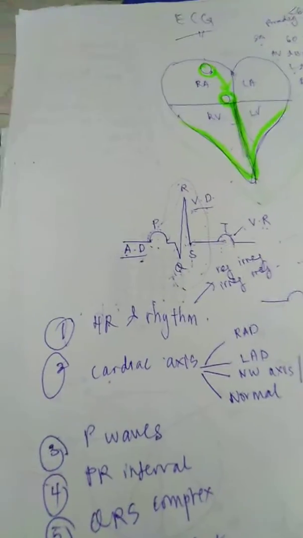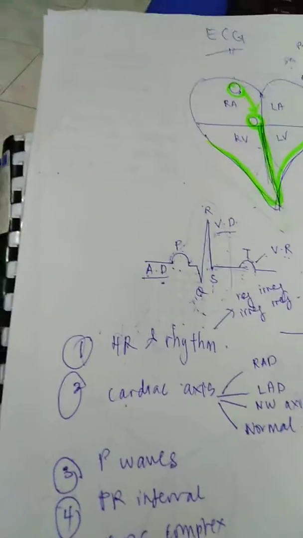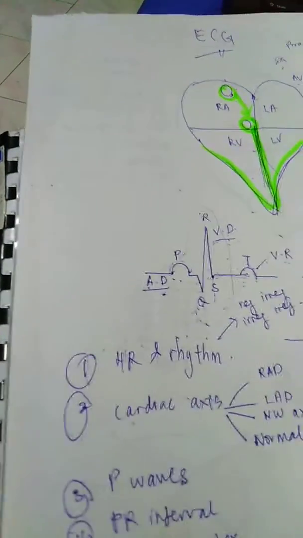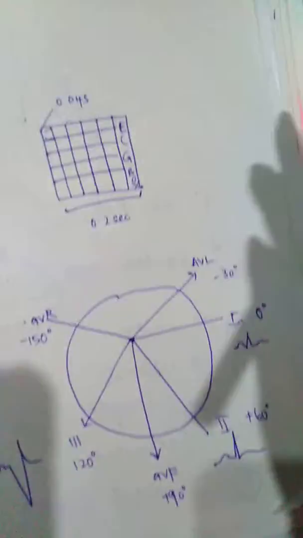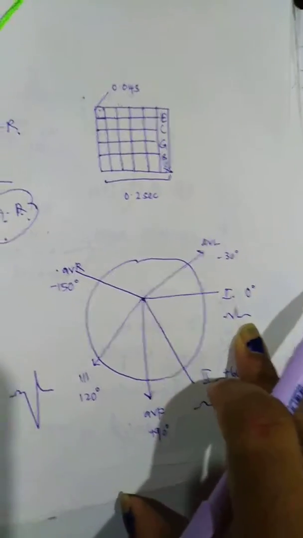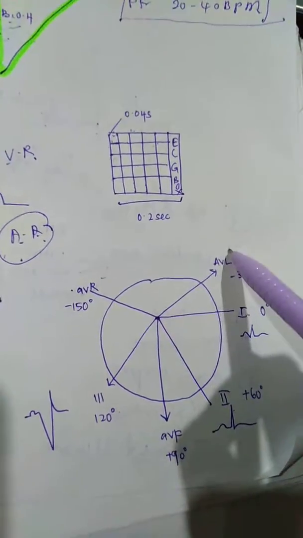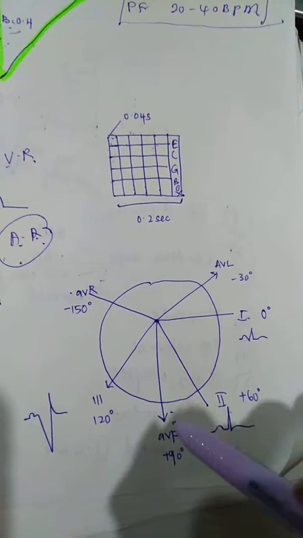In step number 2, you need to look out for your cardiac axis. Now, what does it mean by cardiac axis? If you look at this picture, you have your right leads, your left leads, and then your leg leads, which is your foot leads.